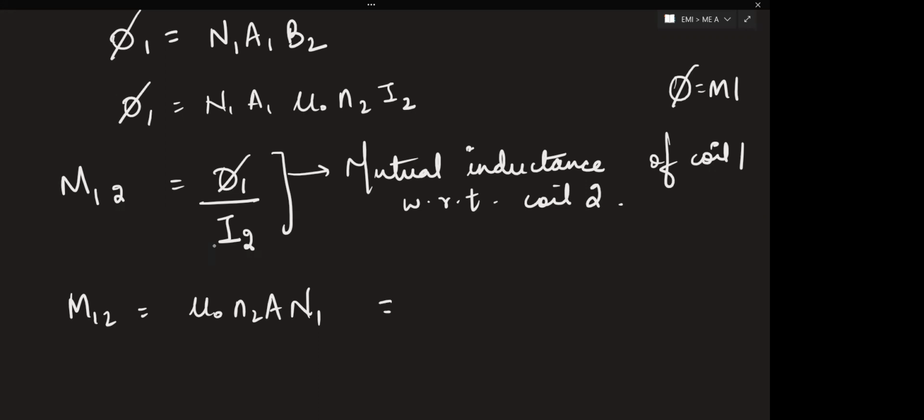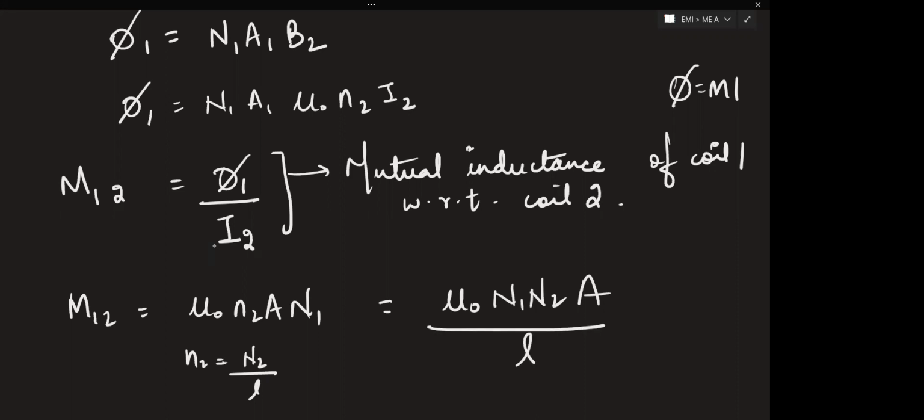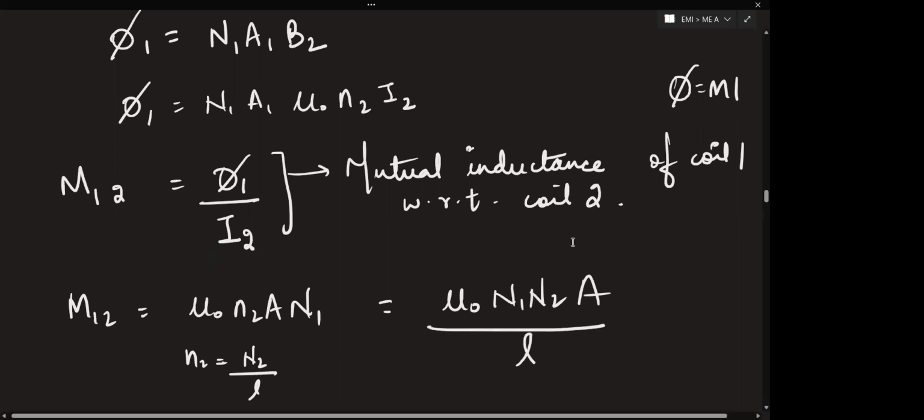Or even if you want to write it in terms of N1, N2 also in terms of N1. So N2 was N2 divided by L. So this becomes mu naught N1 N2 area, and in the denominator you have L. This is the formula for it.